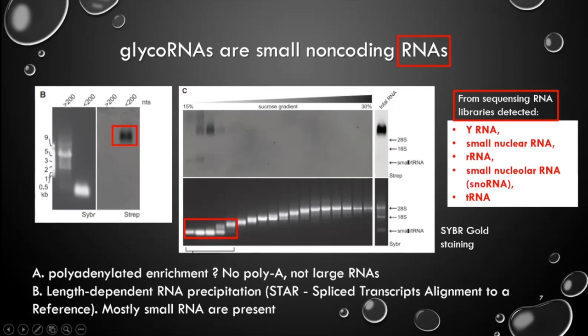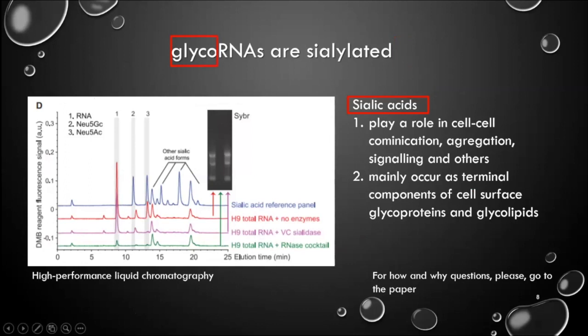They also investigated the potential role of glycans in the yRNA using CRISPR-Cas, but for the sake of time, I'm not showing this experiment here. So let's go to the glyco part of the glycoRNAs. They suggested that sialic acids are known to play a role in cell-cell communication, and they mainly occur in the terminal components of the cell surface glycoproteins and glycolipids. So the idea was to check whether sialic acids are present in those glycoRNA preparations.